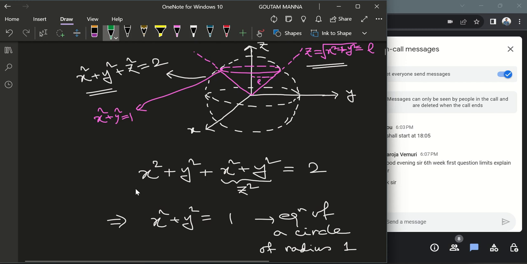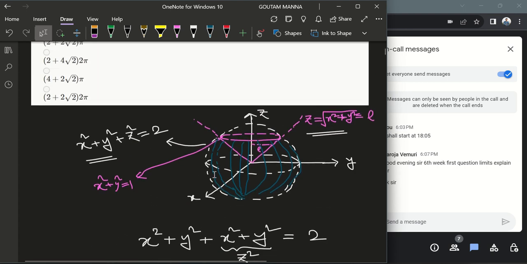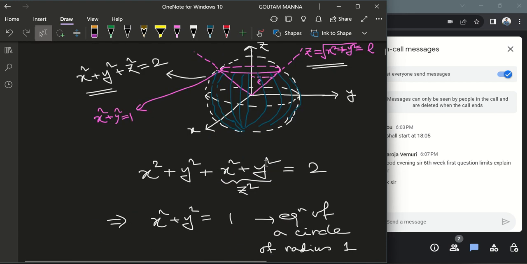Okay. So basically you are asked to find the area of this part of this sphere. So I think the region is understandable. If not, then let me know.